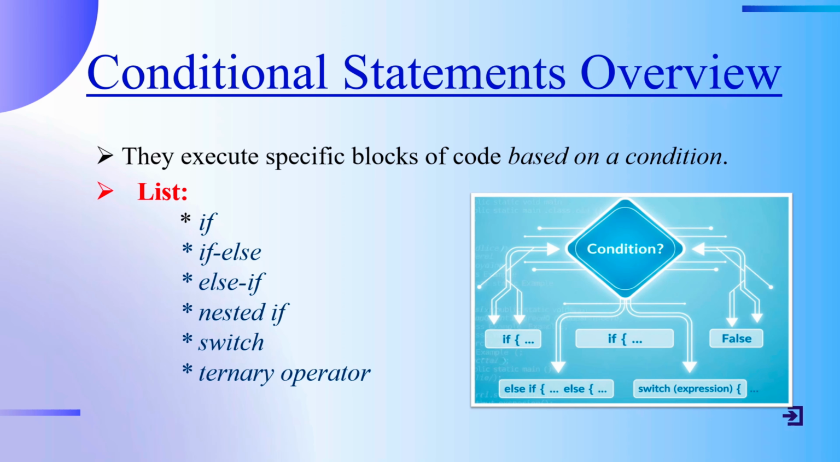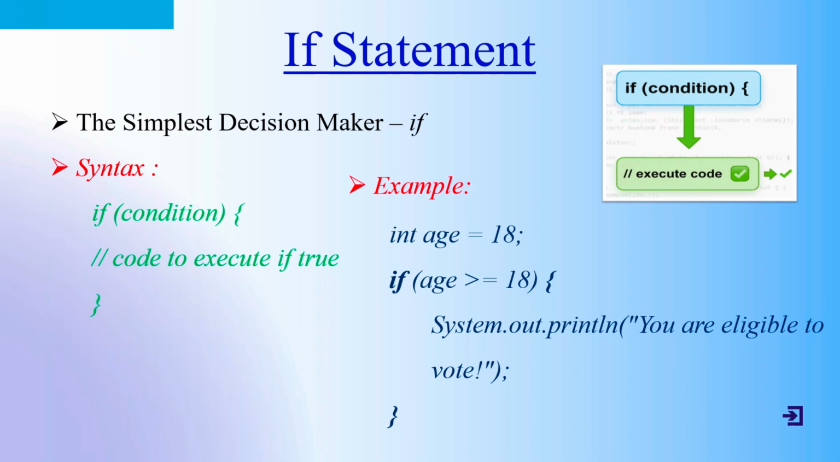Conditional statements execute a specific block of code based on whether the condition is true or false. We will come across these five major types of conditional statements. They are if, if else, else if ladder, nested if, switch, and ternary operator. Let's go through each one of them one by one and try to understand them. Let's move to our first conditional statement, that is the if statement.